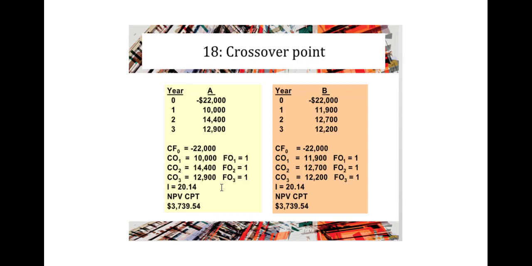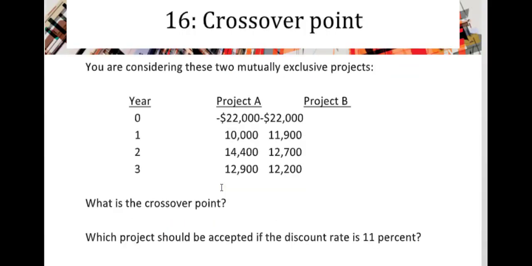Right, so it means that one project's NPV is preferred at a discount rate below the crossover point, while the opposite project is preferred when the discount rate exceeds the crossover point.